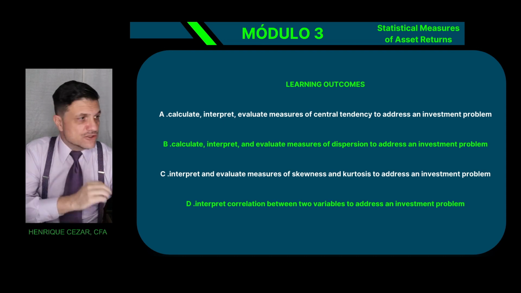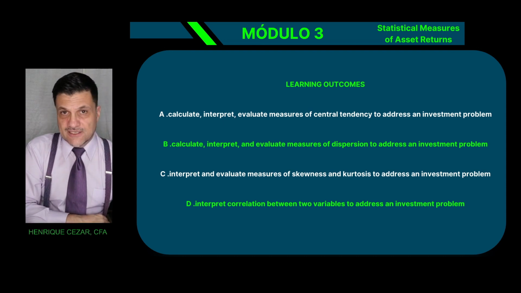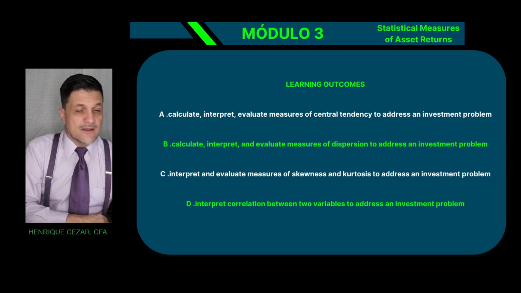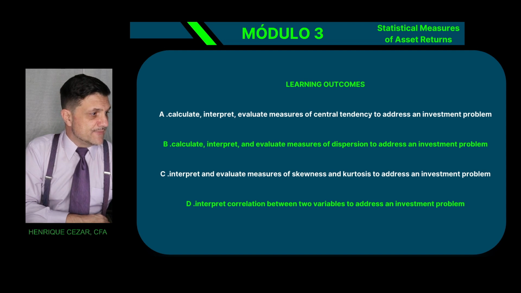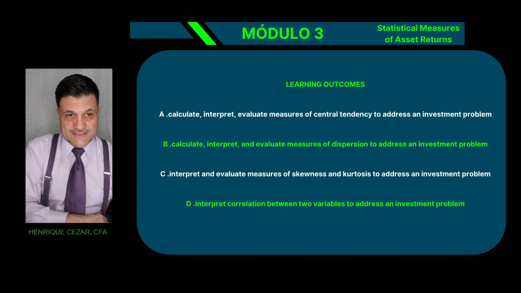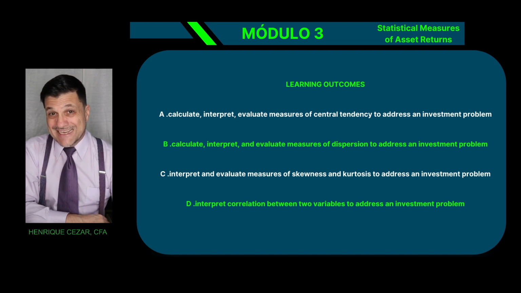I want you to see that in the first learning outcome, there's a calculate in it. The second learning outcome also has a calculate, but the third and the fourth do not have calculations. They have interpret and evaluate. Interpret and evaluate skewness and kurtosis. Do not calculate skewness or kurtosis, but explain, identify, interpret, tell me what it is. Tell me the problems associated with this.